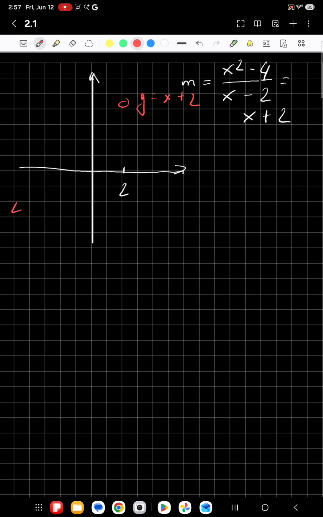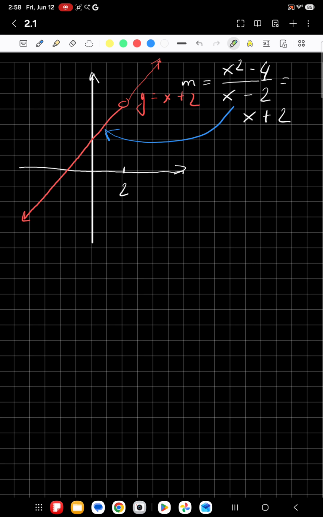Anyway, let me draw that hole, and now we have the graph. We have that straight line, and the straight line doesn't really change. Now the graph that I have here is not really x plus 2, it's that x squared. So this is a graph of that. If I don't have the hole, then it would be this.